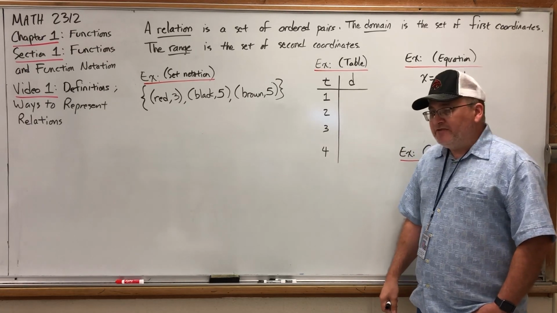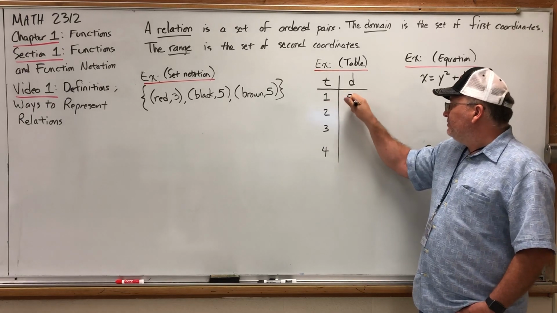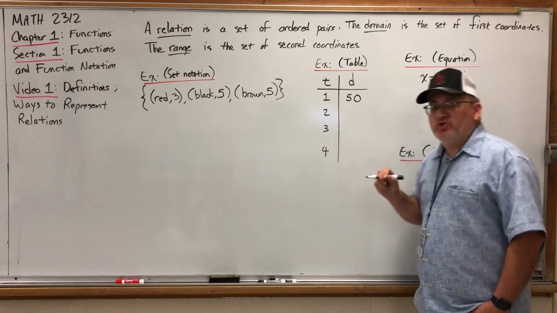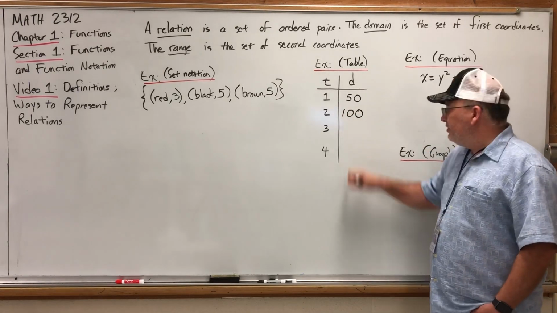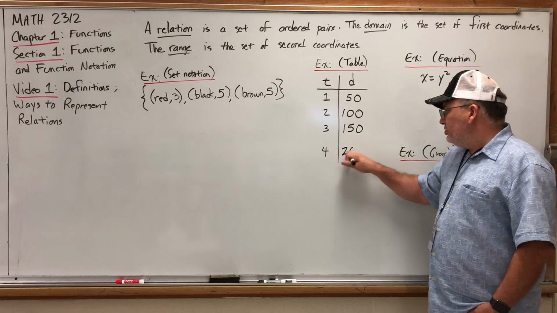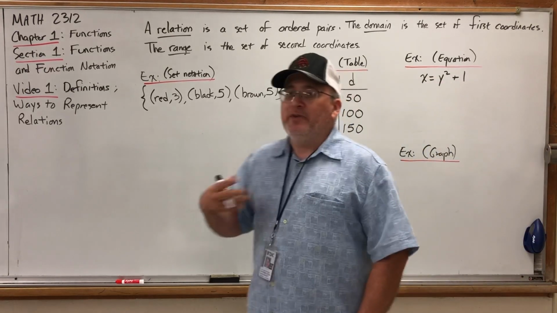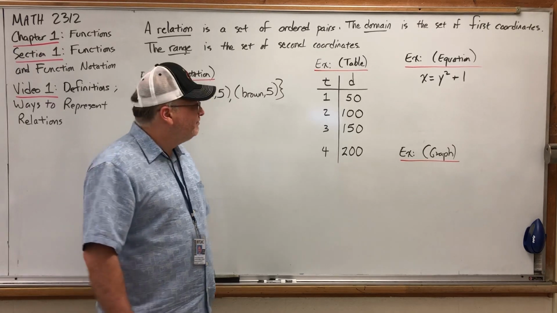Well, if it's traveling 50 miles per hour, then after 1 hour, it's traveled 50 miles. After 2 hours, it's traveled an additional 50 miles for a total of 100. And then 150 miles after 3 hours, 200 miles after 4 hours. Of course, this is assuming that you're maintaining a constant speed and you're not making any stops along the way.